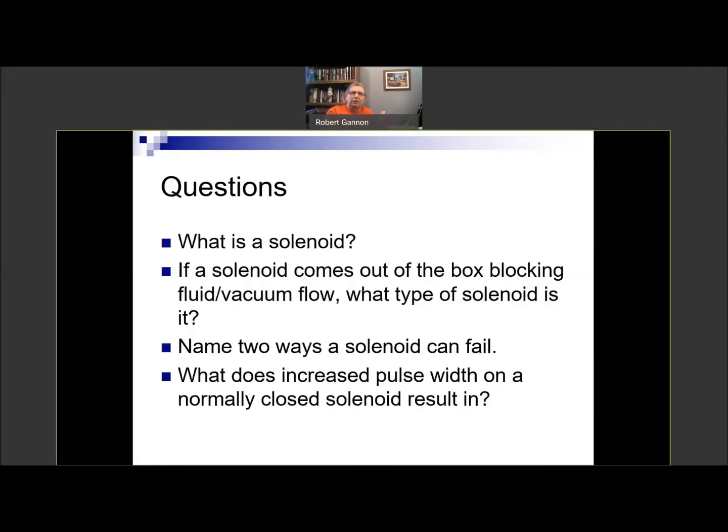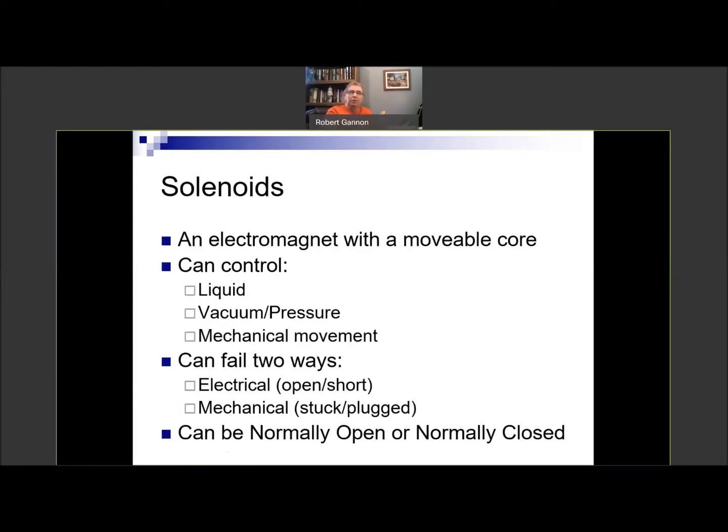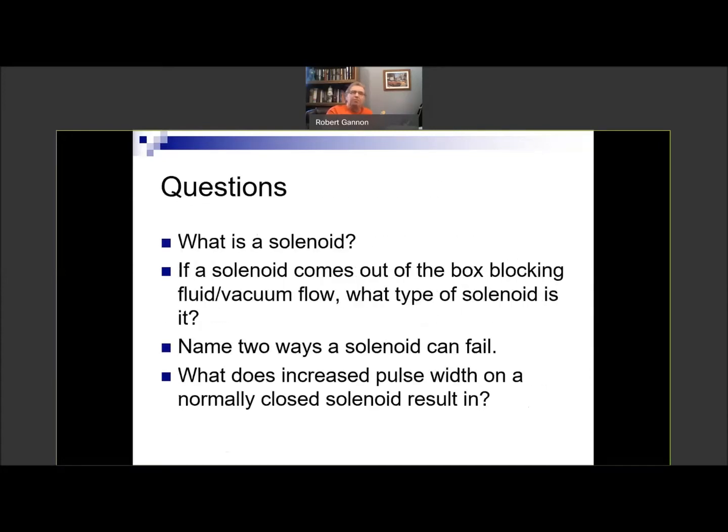So let's see. What is a solenoid? Think about that. If a solenoid comes out of the box blocking fluid and or vacuum flow, what type of solenoid is it? Is that normally open or is that normally closed? How can a solenoid fail? Hint, you might find it on this slide. What does increased pulse width on a normally closed solenoid result in? Will we have more flow through it? Less flow through it? These are the questions inquiring minds want to know.